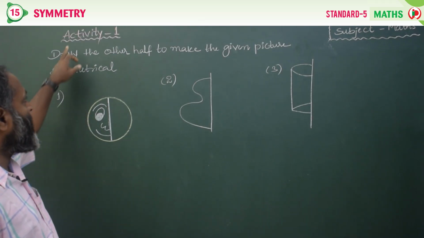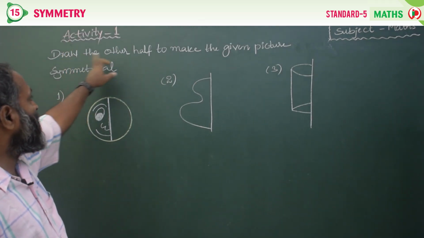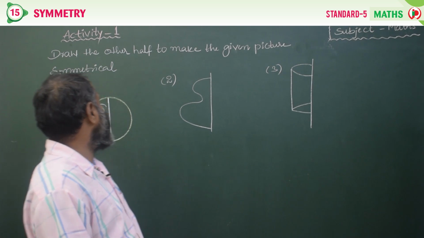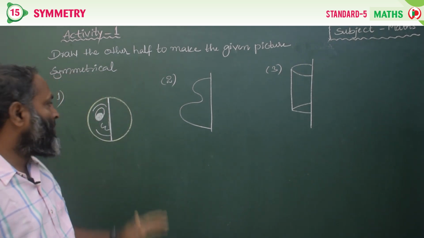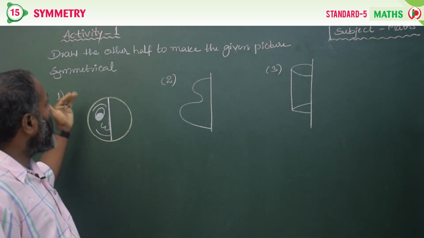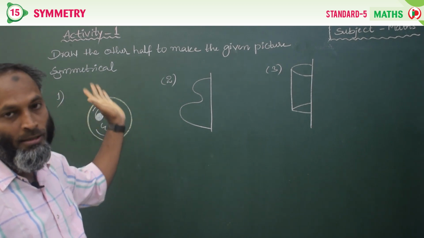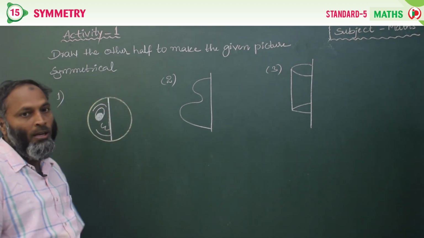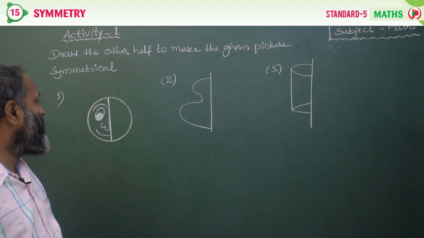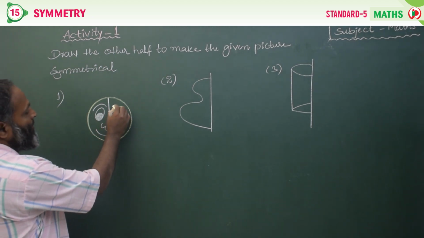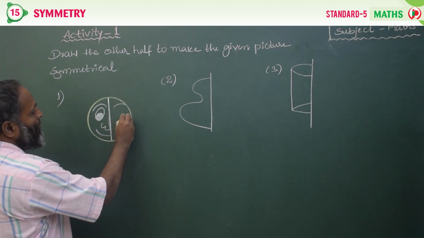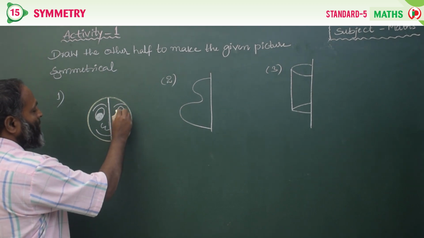Now, in the activity first, see here: draw the other half to make the given picture symmetrical. Half of the picture is already given, so the other half we should draw to make this identical. Here we should make an identical picture. One more we should draw like this.